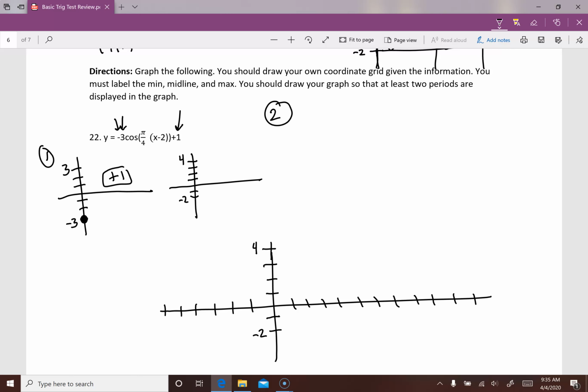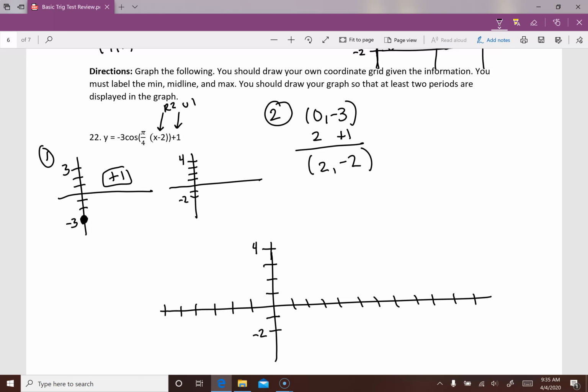Well, what happens to our first point? We still do the following transformation on it. That's going to be this and this. So our first point is 0, negative 3 originally, but then we have to go to the right 2 and up 1. So that's going to be a right 2, up 1. So that's going to give me a point of 2, negative 2.